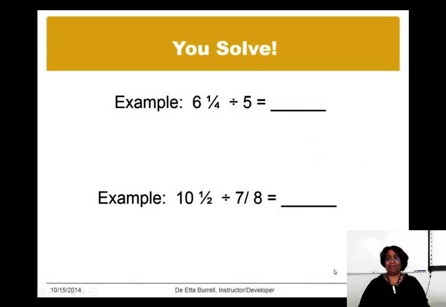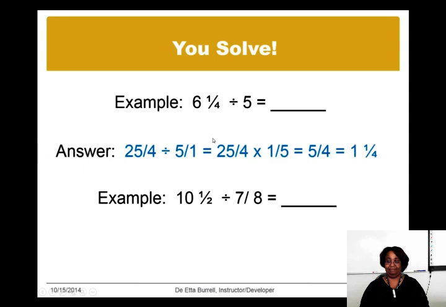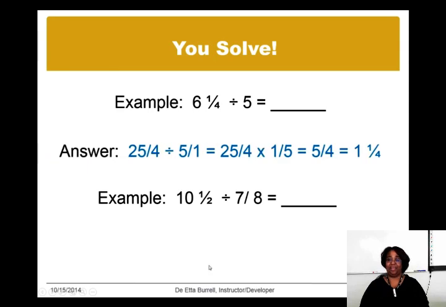Okay, try this one. Now, I want a perfect score here. I want you guys to get both of these right. One and one fourth for this first one. 1 1/4, that's what I got. You got that too? All right. Try the second one.